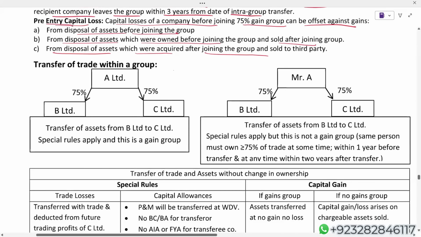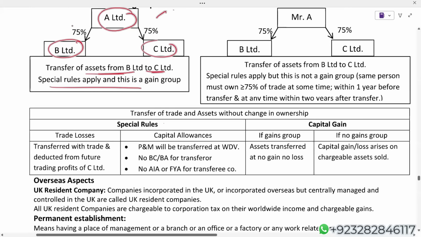Transfer of a trade within a group. We have got A Limited, B, C. Transfer of asset from B Limited to C. B is transferring their trade business to C. A special rule applies because this is a gain group. Now what happens under the special rule? Try to understand: A is the parent, B and C are subsidiaries. B is transferring its entire business to C. We're not selling B, we're just transferring the business of B to C. It's a capital gain group, so the special rule applies.